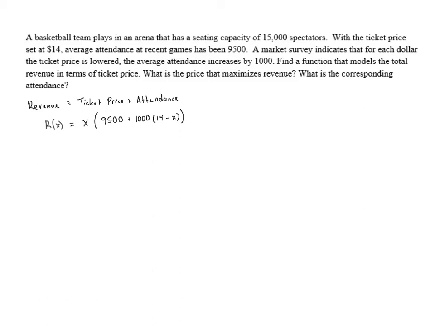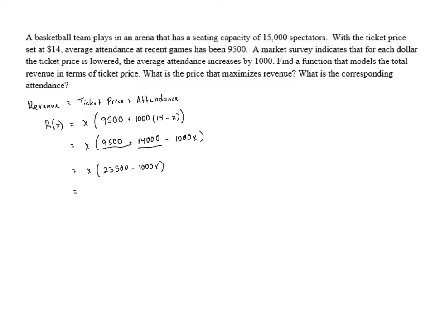Now what I want to do is actually multiply all of this out so that we can get a better idea of what this looks like. So inside the parentheses, I'm going to start by distributing this 1,000. So 1,000 times 14 is 14,000, minus 1,000 times x is 1,000x. We can combine like terms now. If we take 9,500 plus 14,000, we get 23,500, and then minus 1,000x.